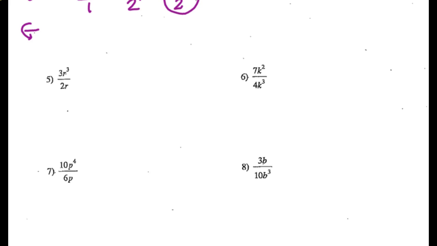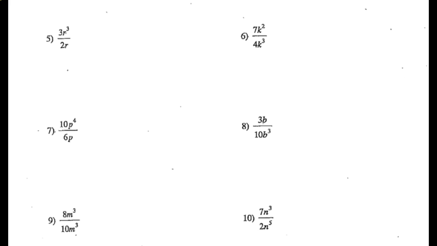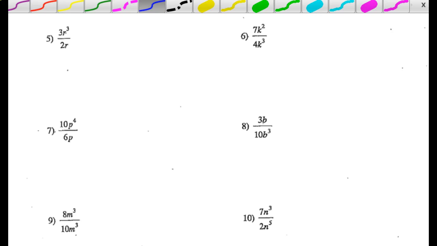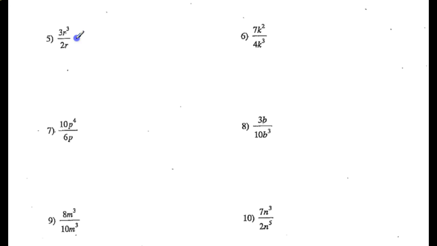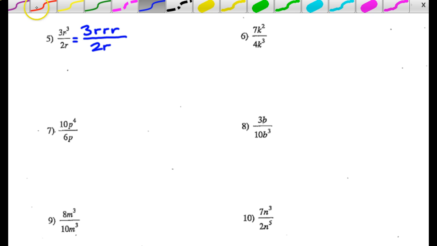Alright, let's take a look at number 5. Now we've got numbers and variables. Okay? So just like the multiplication, we handle them separately. We'll look at these separately here too. So, once again, if I do this the long way, 3r squared means 3 times r times r. And the bottom, 2r, is just 2r. It's only 1 r, or an r one time.